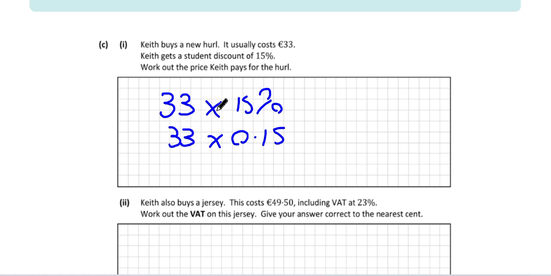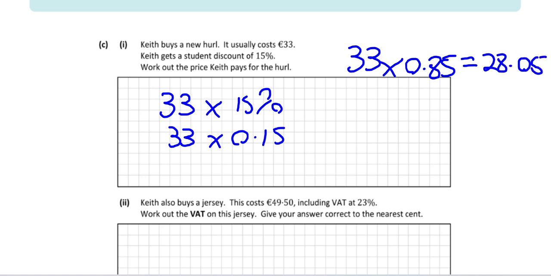What's the way I do this? If you lose 15%, what percent do you have left over? 84. Sorry. So if you multiply it by 85, you'll get the number direct. So the number directly is €28 and 5 cents. Is that what you guys got? How did you get that?